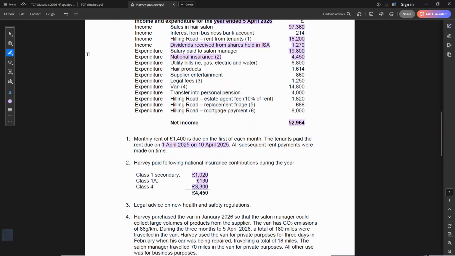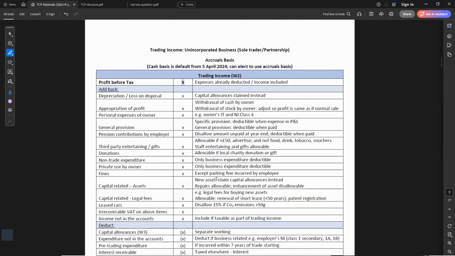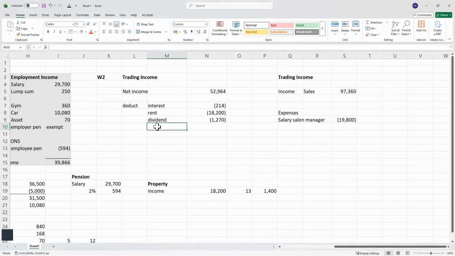We know that Class 4 national insurance relates to Harvey's own national insurance in respect of his trading income, and this is not a deductible expense for trading income. So this is a personal expense of the owner of the business, so the Class 4 national insurance contribution. So the Class 1 and 1A national insurance can be deducted from trading profit, but the Class 4 cannot be. So if we're starting with trading income, we know that we're going to need to add back the Class 4 contribution here of 3,300.